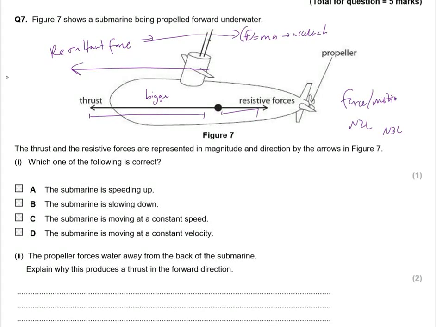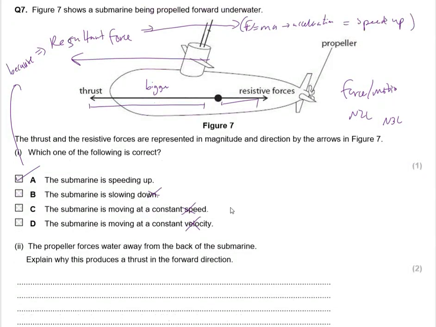Okay. Acceleration means speeds up. So the only possible way is A, speeds up. It is not slowing down. Constant speed, no. Constant velocity, no. Because we have a resultant force. So let me just write this properly. Because we have a resultant force, and resultant force F is equal to ma, we have acceleration. Acceleration is speeds up. Okay, one easy mark here.